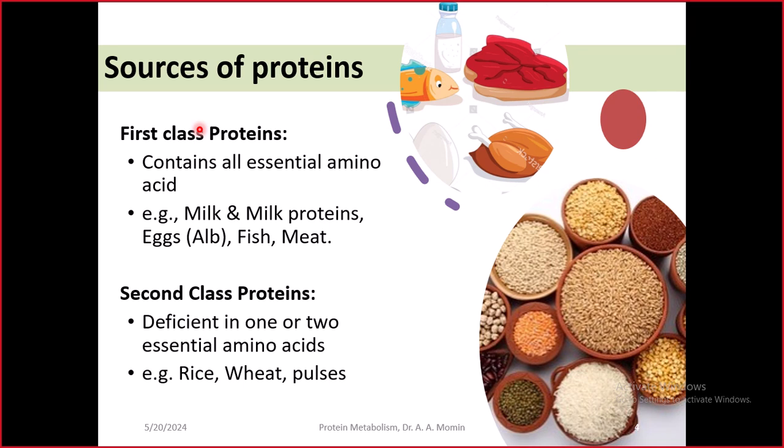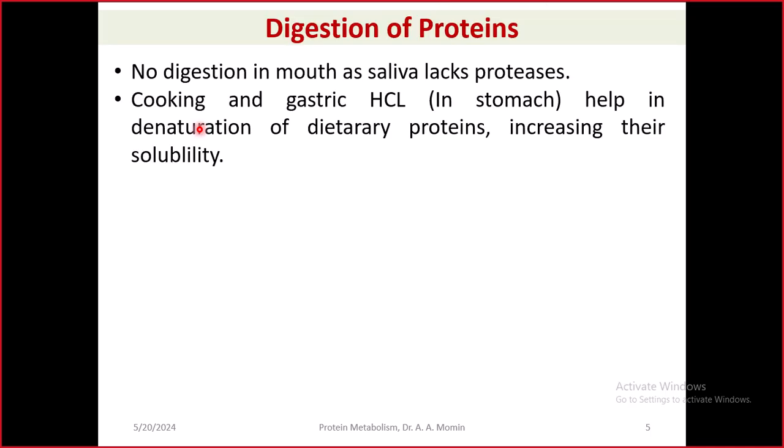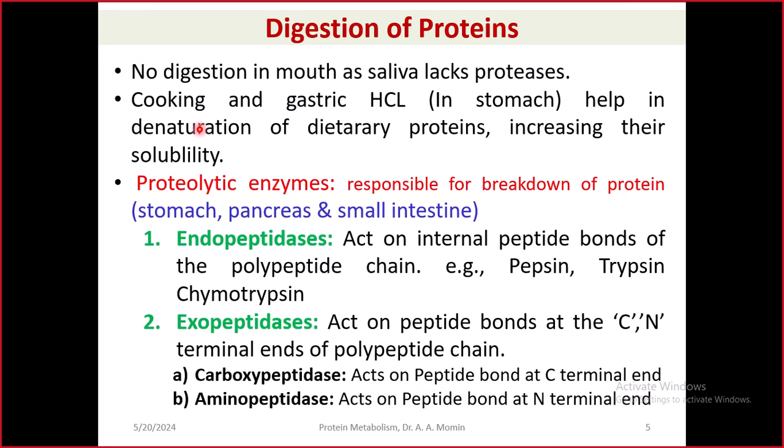Then the second is second class proteins. These proteins are deficient in 1 or 2 essential amino acids. Out of 10, 1 or 2 essential amino acids are absent. Examples are rice, wheat and pulses. Now coming to digestion of proteins: various types of enzymes are utilized to digest the proteins to their simpler form, and those are referred to as proteolytic enzymes. Most of the proteins are converted to their simpler form due to cooking and by the action of the gastric acid in the stomach.